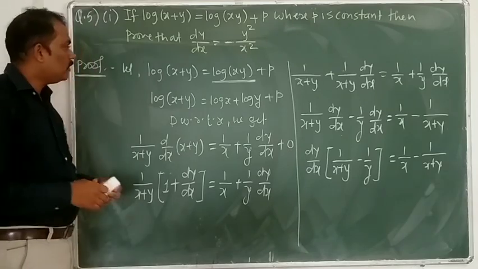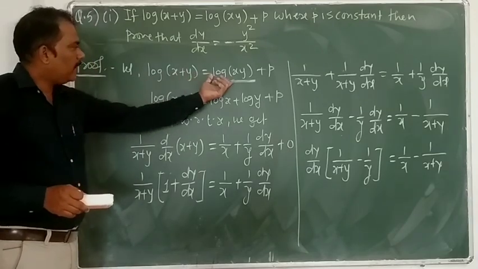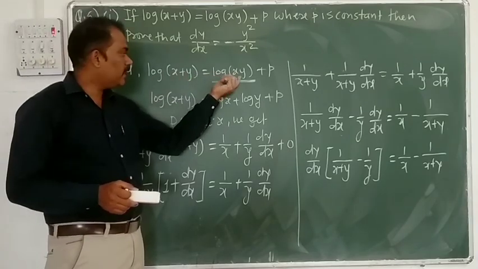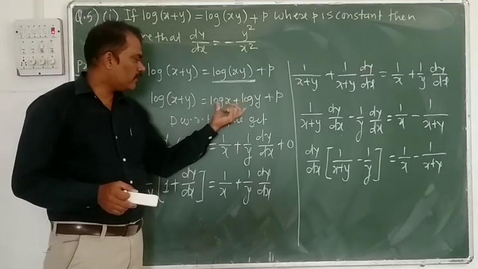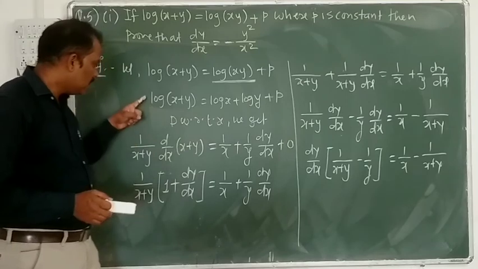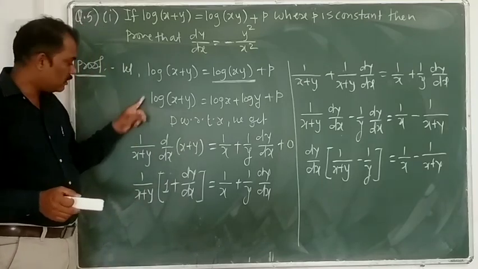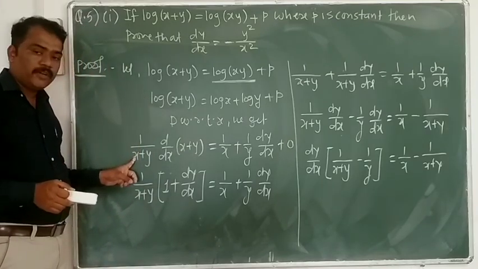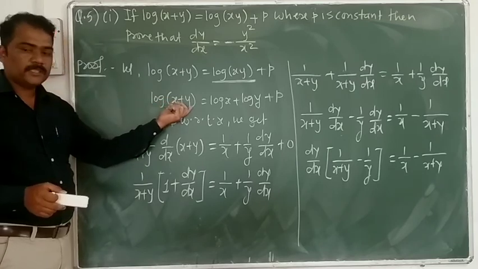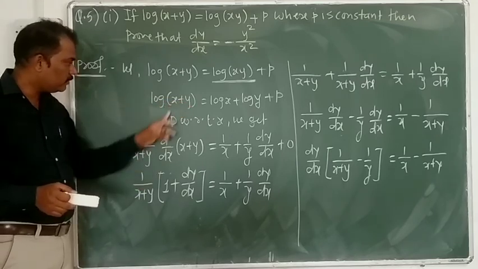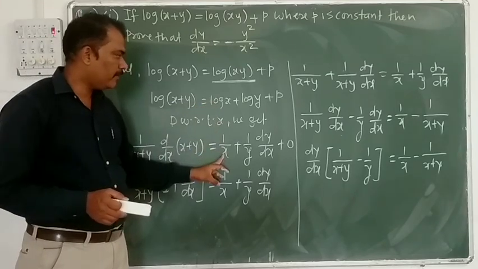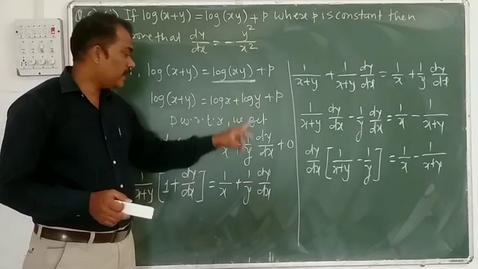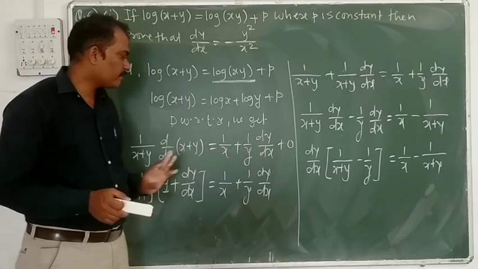See what we have to do: we apply the rule of logarithm for multiplication, so we write it in addition as log of x plus log of y. We have to differentiate with respect to x. First we keep the finger on log. The derivative of log is nothing but 1 upon x. Instead of x we use x plus y, so 1 upon x plus y into d by dx of x plus y is equal to the derivative of log x, which is nothing but 1 upon x, plus the derivative of log y, which is nothing but 1 upon y into dy by dx.